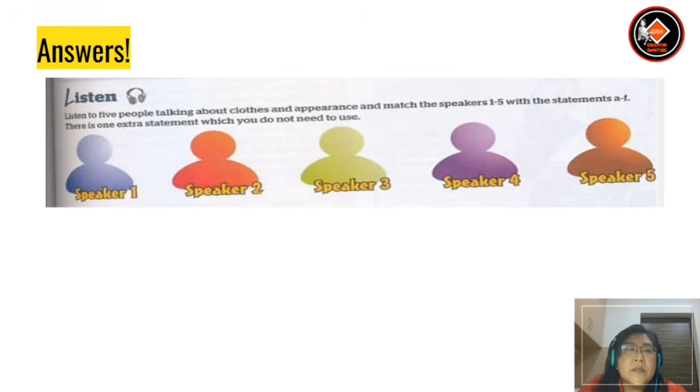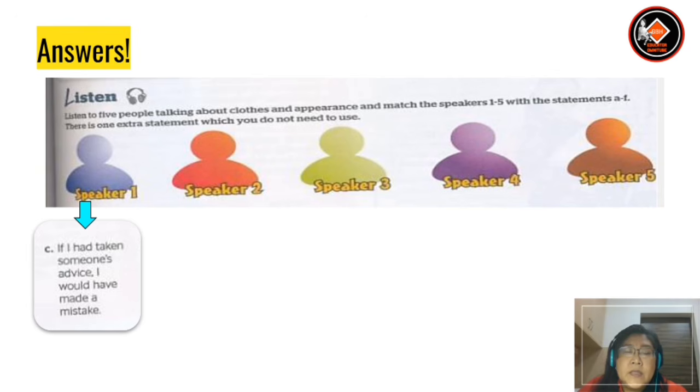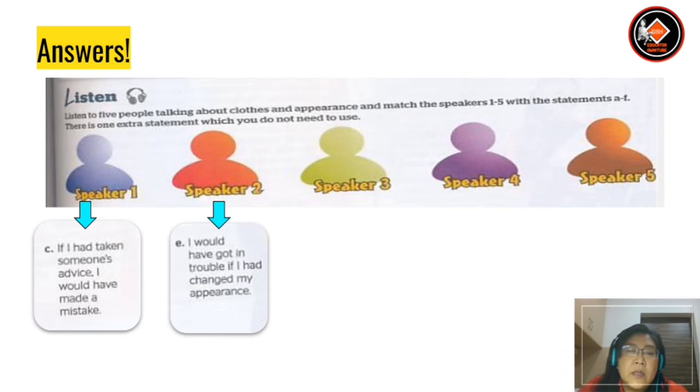Now, let's check the answers. So, speaker 1 is C. If I had taken someone's advice, I would have made a mistake. Speaker 2 is E. I would have got in trouble if I had changed my appearance.